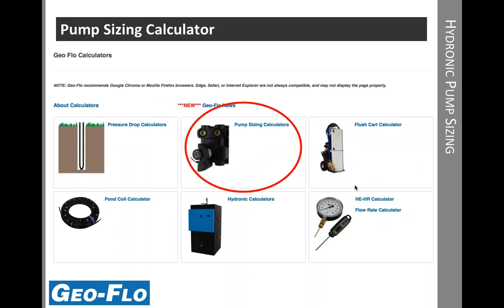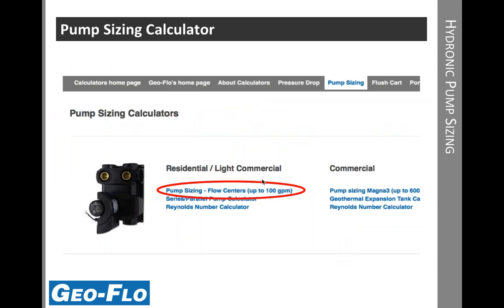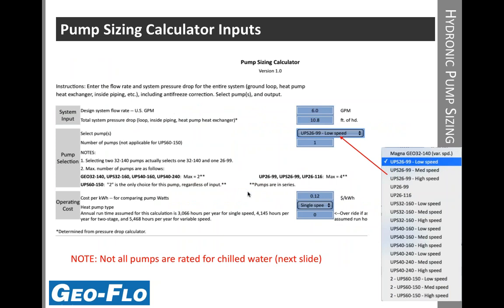We again go back to the pump sizing calculators, and we go to pump sizing for up to 100 gallons per minute. Again, this says flow centers. It's also insulated pumps. I'm going to try the low speed for this zone since we don't have very much flow or head necessary. So we'll try this UPS 2699. This is a 3-speed pump, so we're going to try it in low speed.